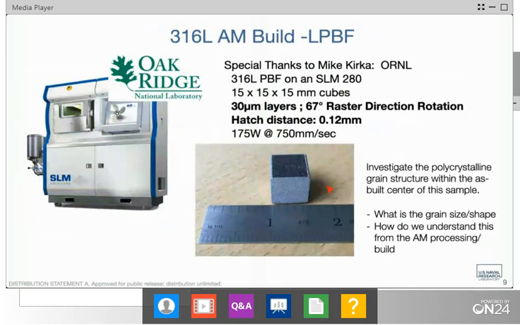So this is the sample that we're looking at. This was done by Oak Ridge National Lab. It's just a simple cube, and we wanted to see what the bulk microstructure was like.